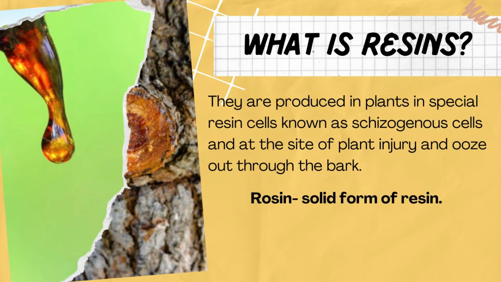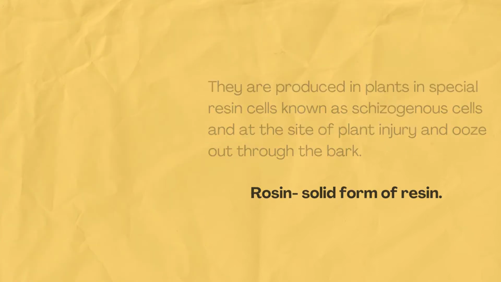They are produced in the plant in special resin cells known as schizogenous cells at the site of plant injury and ooze out through the bark. In addition, the solid form of resin is called rosin. This is caused by the hardening of resin due to exposure to the air.